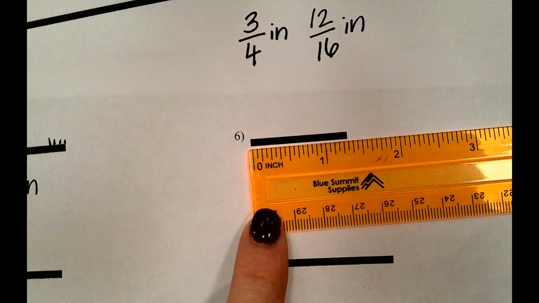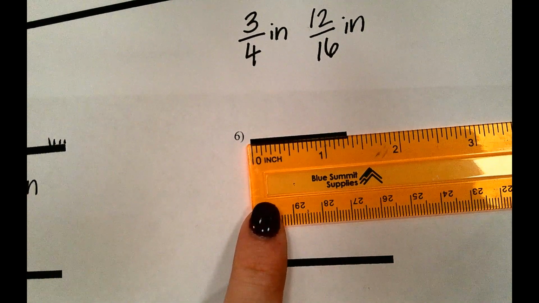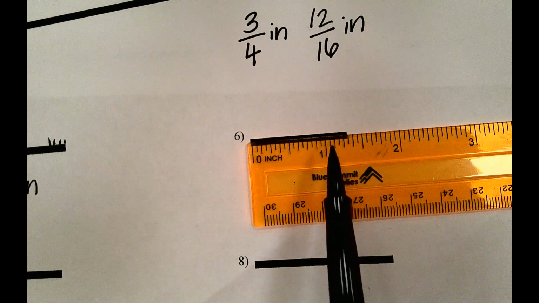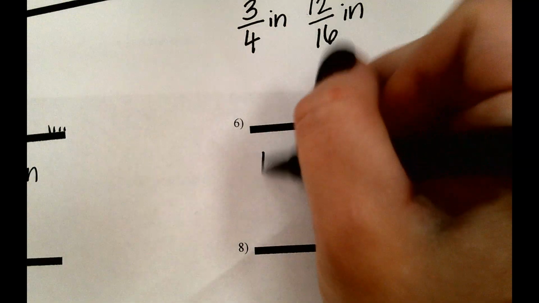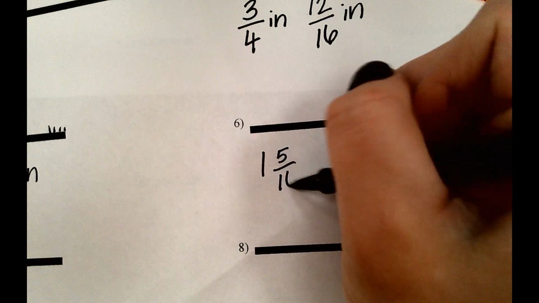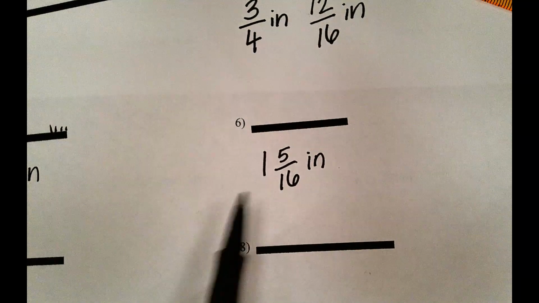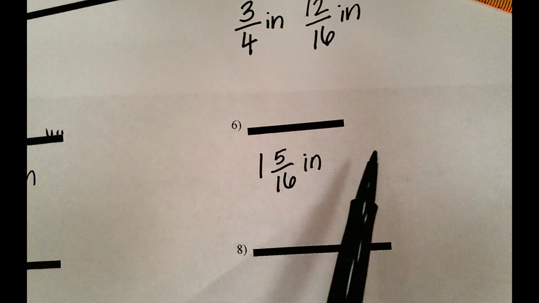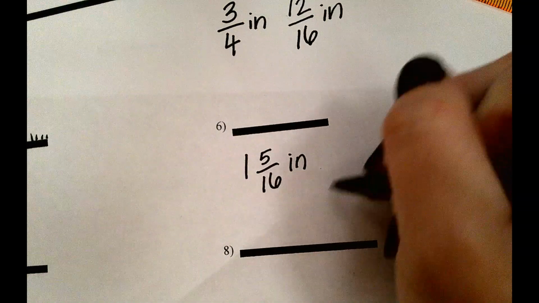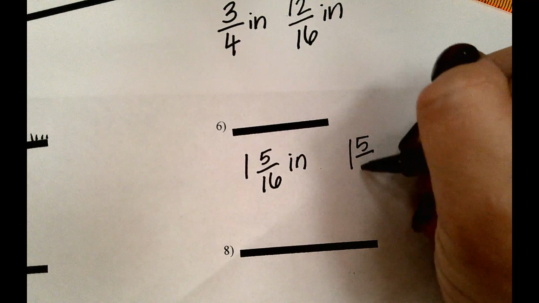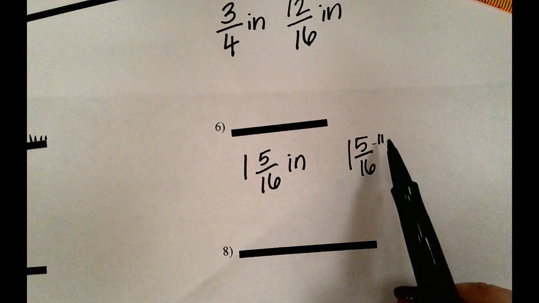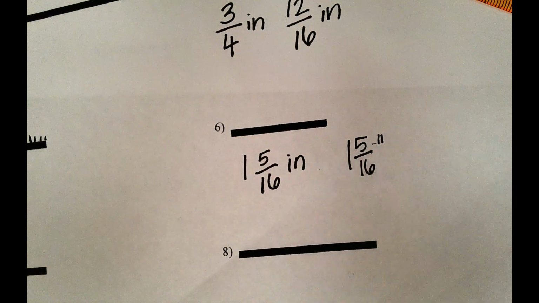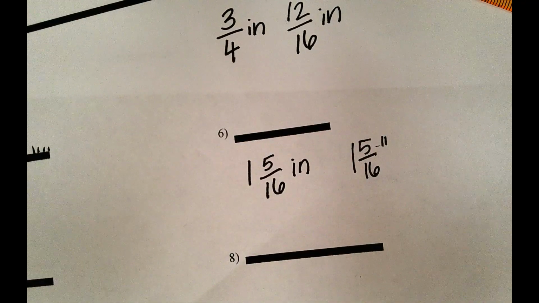Okay, how about number 6? What did we get for 6? 1 5/16. Yes, perfect. 1 5/16 of an inch. Now you can write inch as IN. The other thing you can do, I'll write this. Some people like to not write IN. They like to do this, the 2 dashes. You can do that too. There's a little quote mark. That means inches as well. Whichever you prefer.